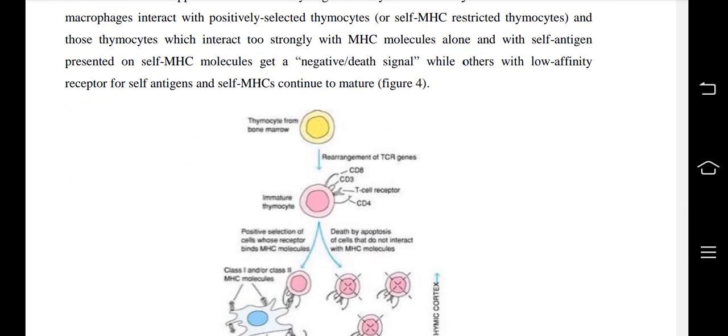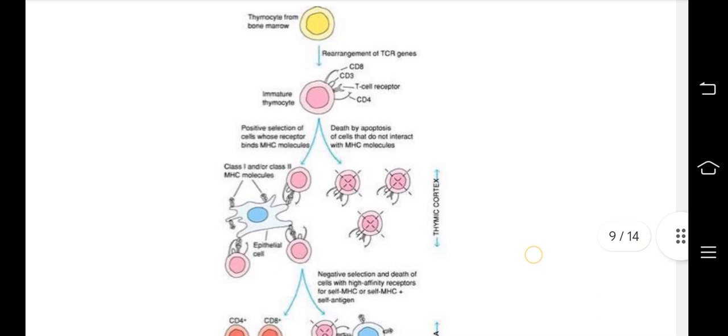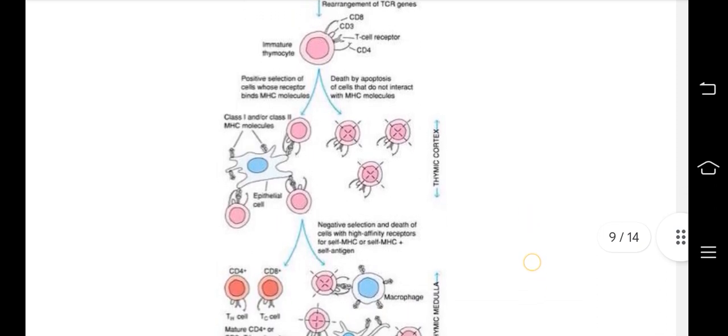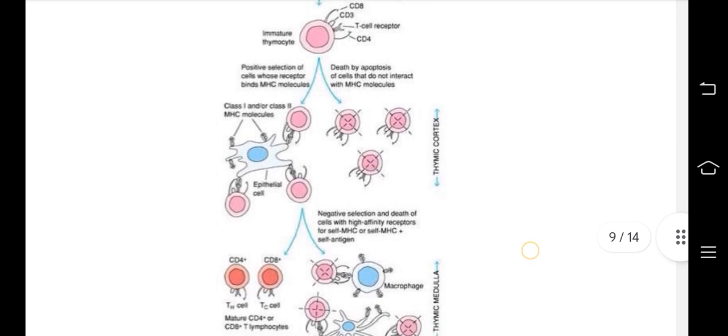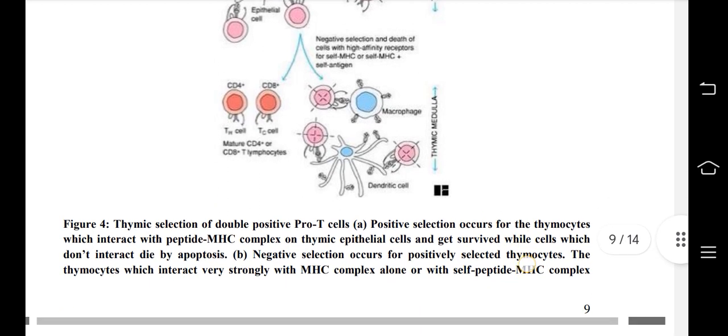Thymocyte from bone marrow, rearrangement of TCR genes, CD8, CD3, T cell receptor, CD4, immature thymocyte. Positive selection of cells whose receptor binds MHC molecule, class 1 and class 2 MHC molecule, and death by apoptosis of cells that do not interact with MHC molecule. Then in the thymic cortex, negative selection and death of cells with high affinity receptors for self-MHC or self-MHC plus self-antigen, CD4 plus CD8 plus, macrophage and dendritic cell.